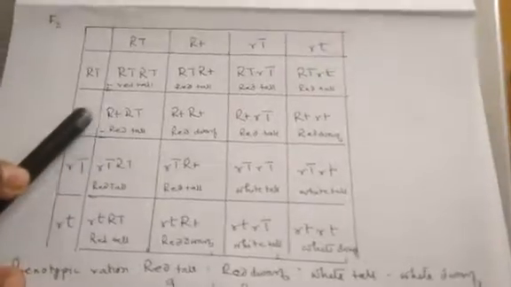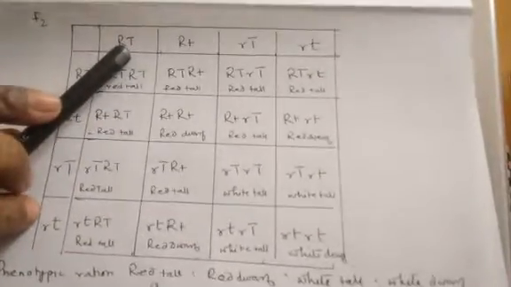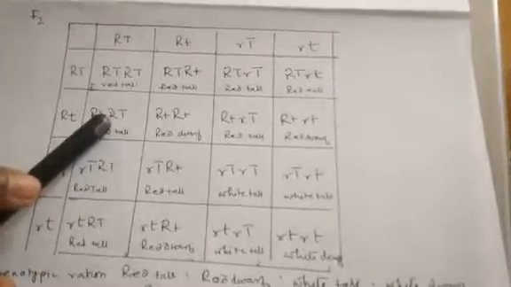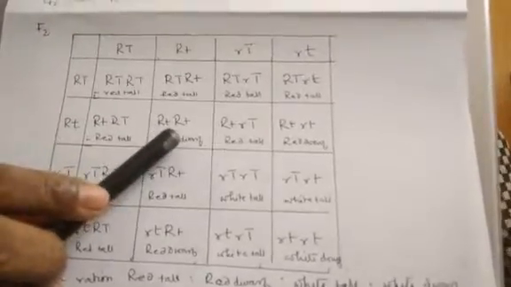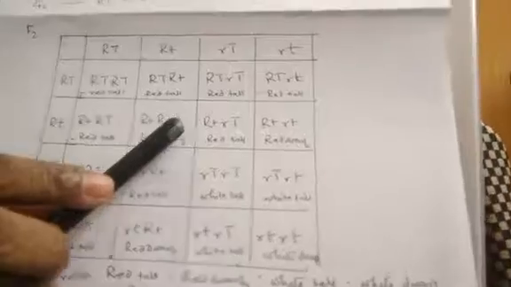So second series, capital R small t, that can fuse with this. Since there are capital R and capital T, so red flower tall plant. Here the red flower but small t, that means dwarf plant. Red flower tall plant again, clear. So when this is combining with this, it is a red flower dwarf plant.